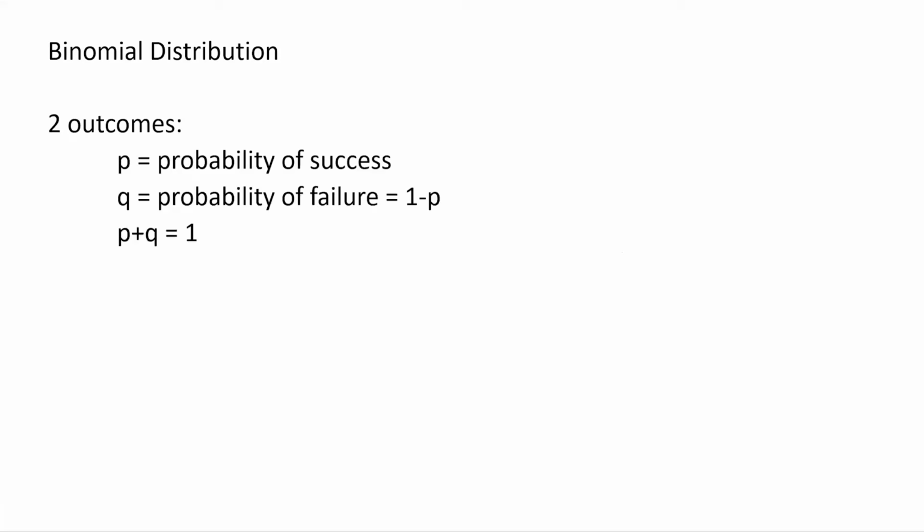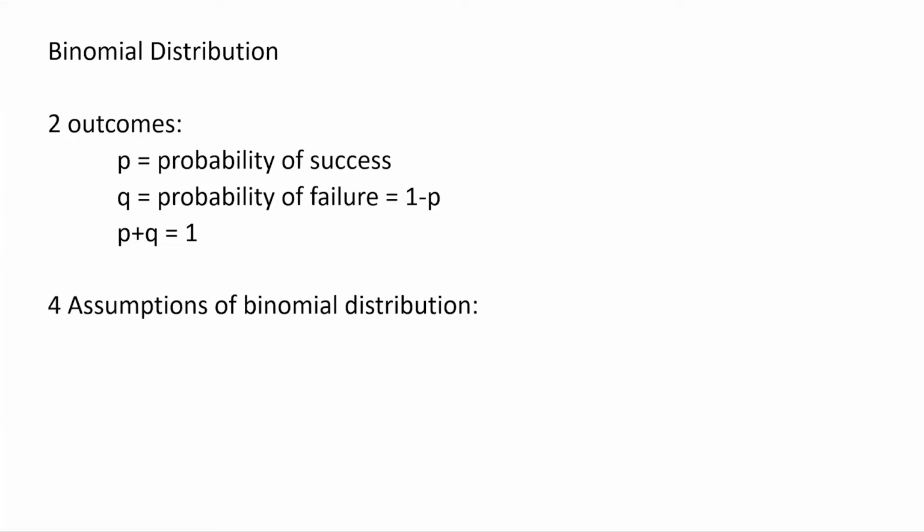So when we have a binomial distribution, there are two possible outcomes, P and Q, where P is the probability of a success and Q is the probability of a failure, which means that it's equal to 1 minus P. P plus Q equals 1 because the probability of a success or a failure equals 100%. Either a success or a failure has to happen.